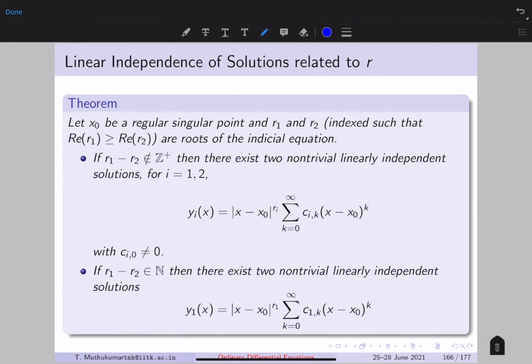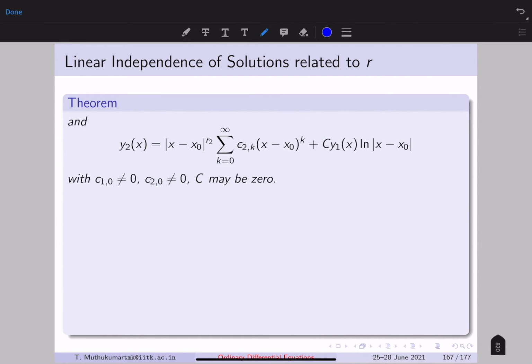Situation 2: if R1 minus R2 is a positive integer, then the solution corresponding to the bigger root, which is R1, will always exist. The other solution may or may not exist, but you can compute the other solution y2, corresponding to R2, as a series plus C times y1 times log(x minus x naught). In this case, C can be 0. If this capital C is 0, then you are in the situation like before, the first case with distinct R1, R2. That can happen. So you understand what I am saying?